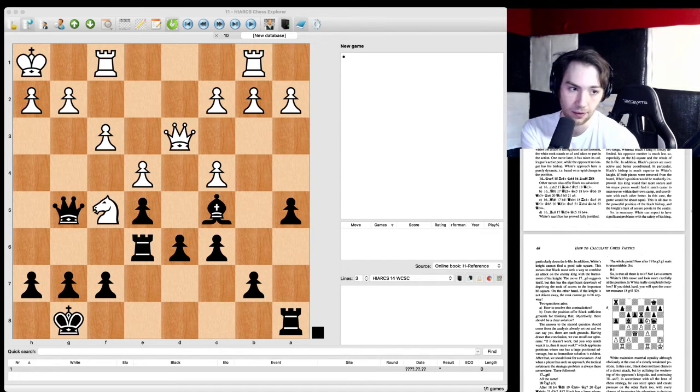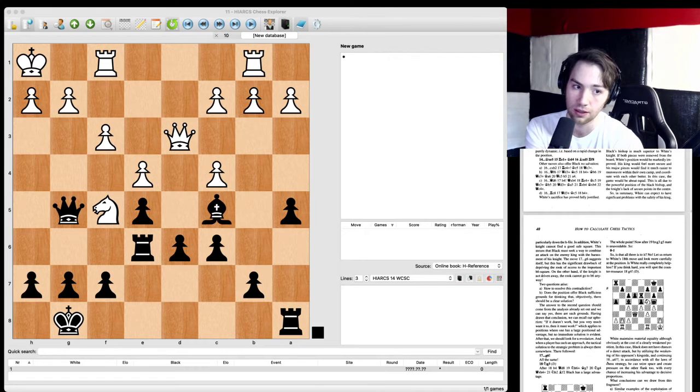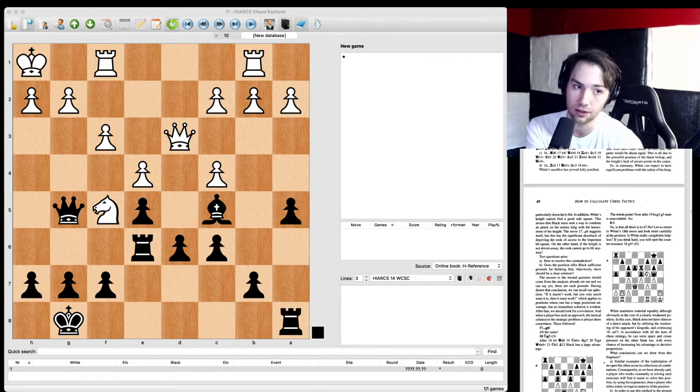I don't know what that word is. Aphorism? I don't know what that means. Oh, this is a fun quote, though. "If it doesn't work, but you very much want it to, then it must work," which applies to positions where one has a large positional advantage, but no immediate solution is evident. "After that, we should look for a revolution. And when a player has such an approach, the tactical solution to the strategic problem is always there somewhere."